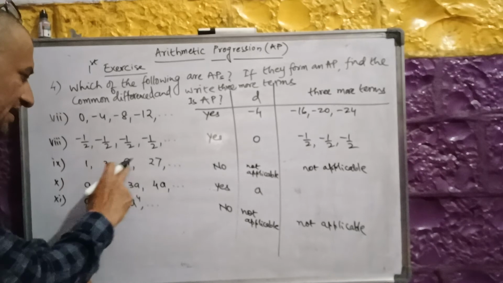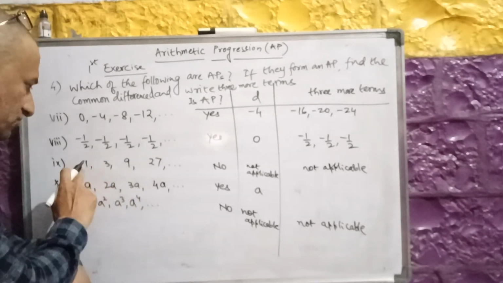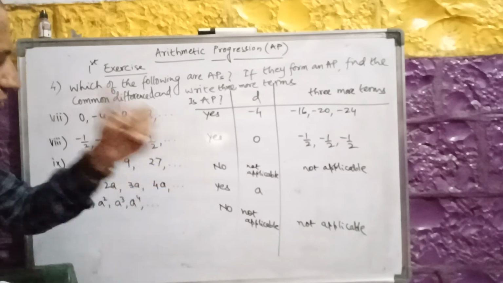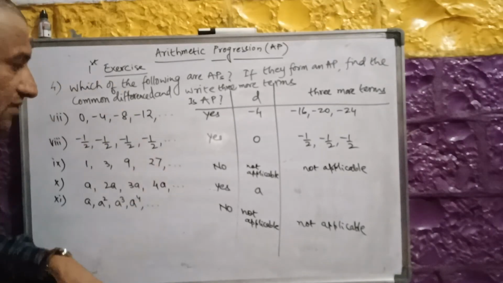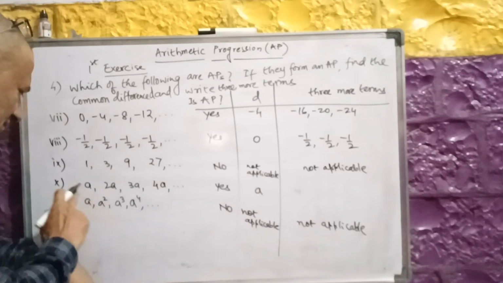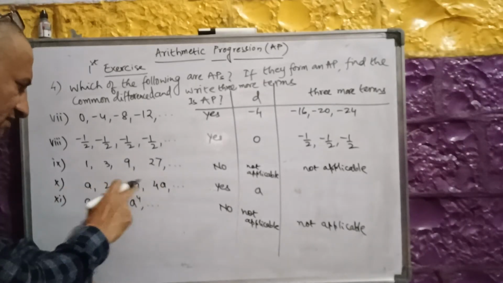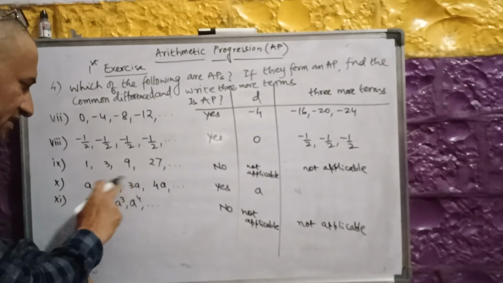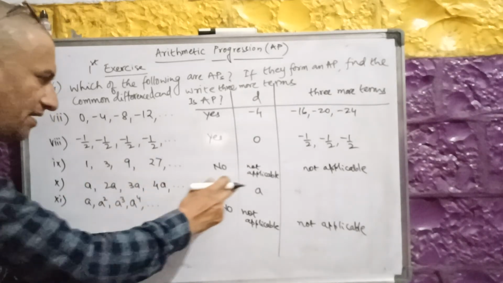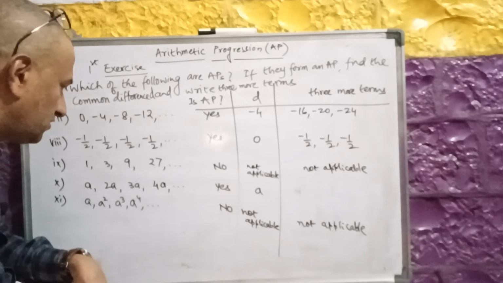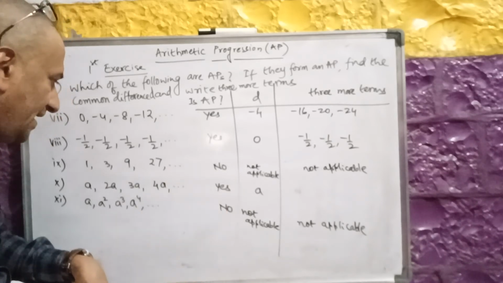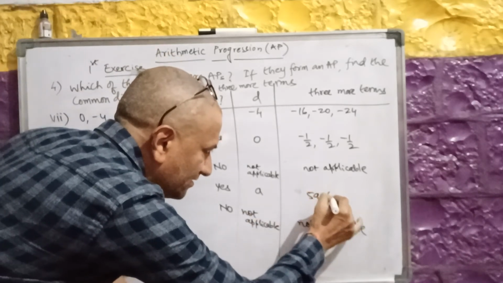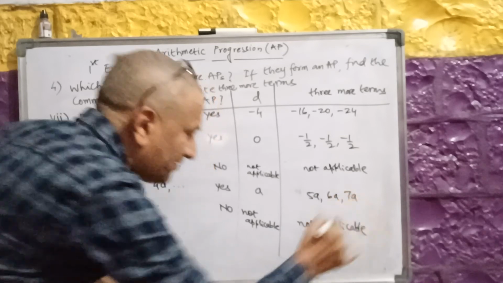Then here: 1, 3, 9, 27. Here 3 minus 1 is 2, 9 minus 3 is 6. So it's not an AP. Hence we don't need to find the common difference or three more terms; it's not possible to find them. Then a, 2a, 3a, 4a: as you can see, the difference between two consecutive terms is always a, 2a minus a, 3a minus 2a. So it's an AP. The common difference is a, and the next three terms are 5a, 6a, and 7a.